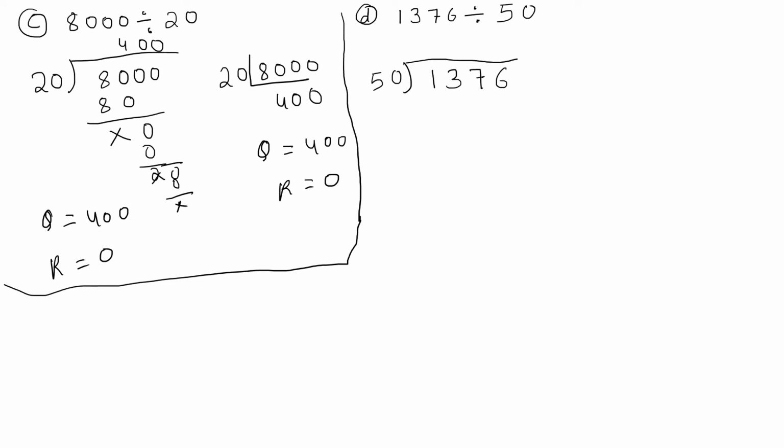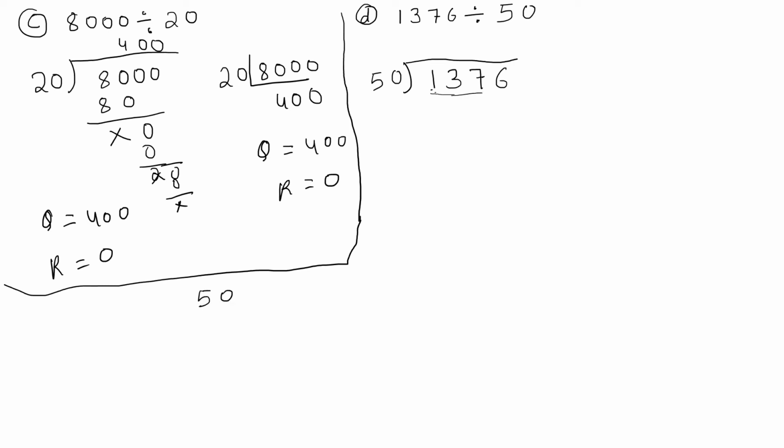So now question number D. 1376 divided by 50. So now we have to divide by 50 and we don't know the table of 50. So now what we have to do? So we will do the multiplication and we will find out. So suppose we cannot divide this 1 because this is smaller than this 50. So now we will take 2 digits, 13. So 13 is also smaller than 50. So now we will take 3 digits, that is 137. So we will find out now 137.